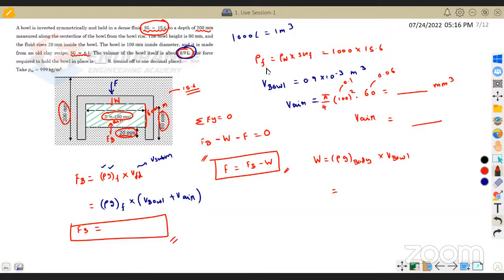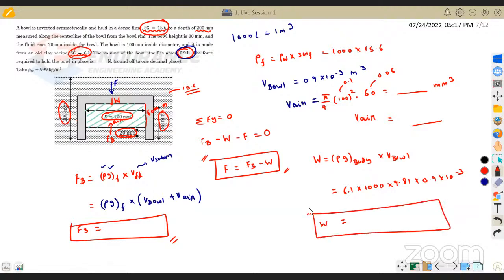So rho g of body. What is rho g of body? See, the density of the fluid we can determine, and for the body they have given a specific gravity, which is 6.1. So 6.1 into again 1000 into acceleration due to gravity 9.81 into the volume of the bowl, which is given to us, 0.9 into 10 to the power of -3. So if I substitute this, I will get my weight. So subtract that weight and buoyancy force, you will get the force which I need to apply in order to maintain the bowl at that position.